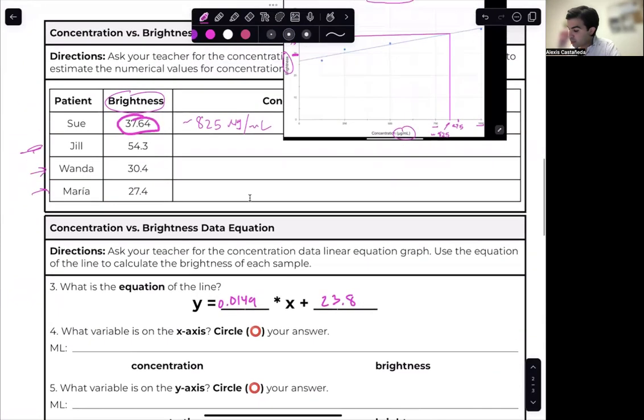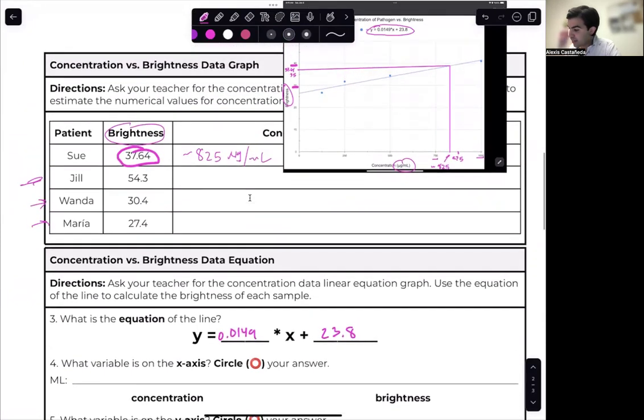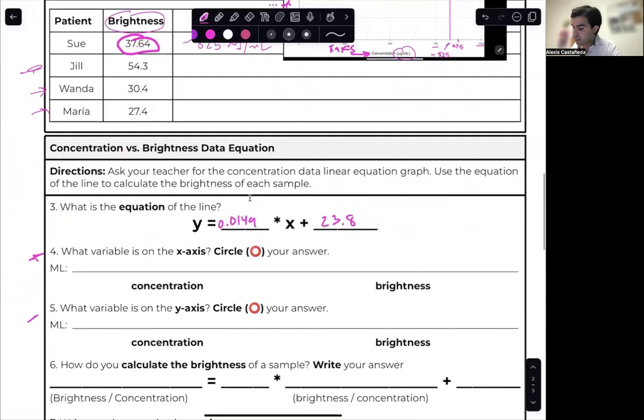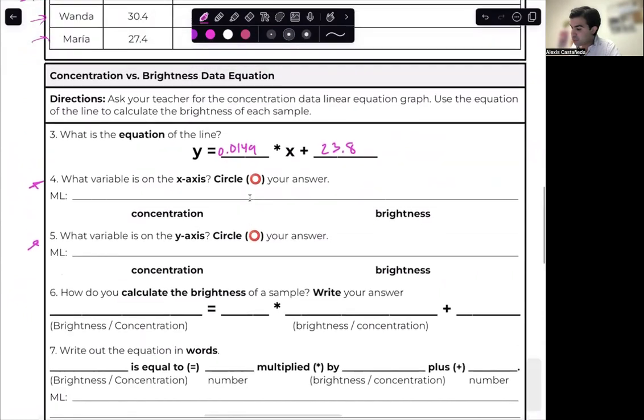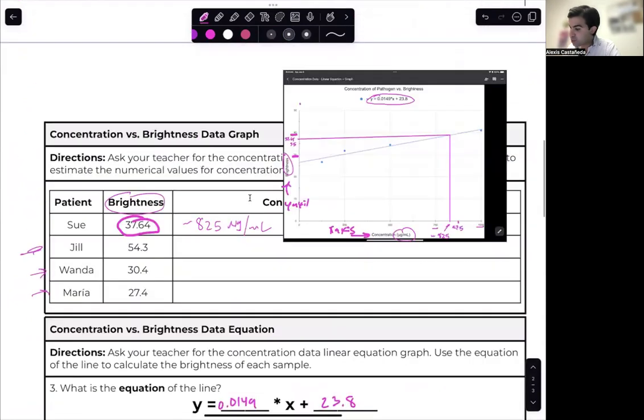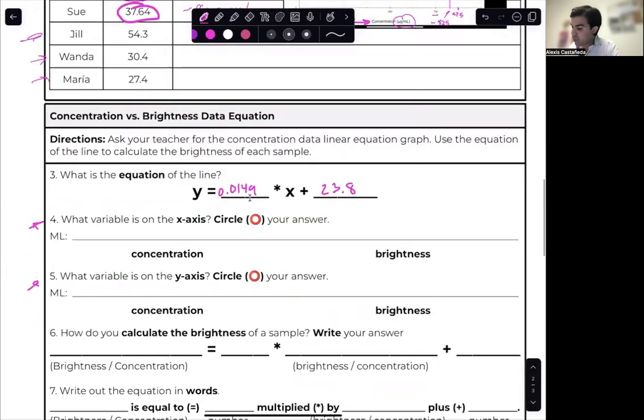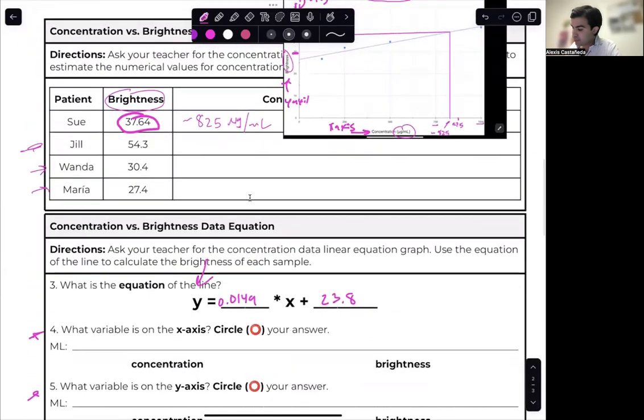You want to look at what the variable on the x-axis is. Again, the x-axis is this one. This is the x-axis. This is the y-axis. That's going to help you answer number 4 and 5. And then it's going to ask you, how do you calculate the brightness of the sample? So remember, since this is your y-axis, that means that this y here is brightness.